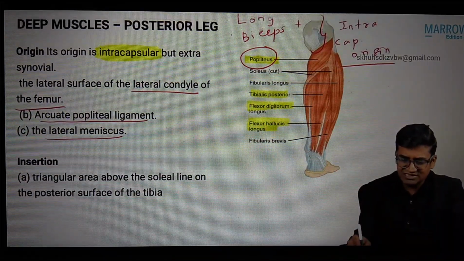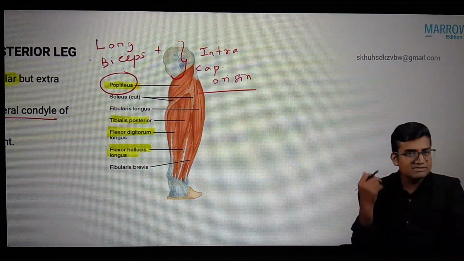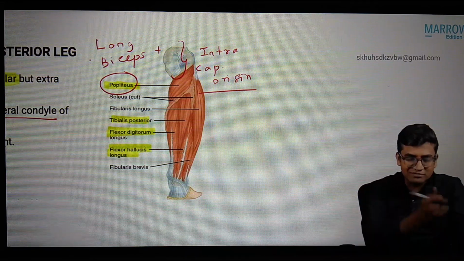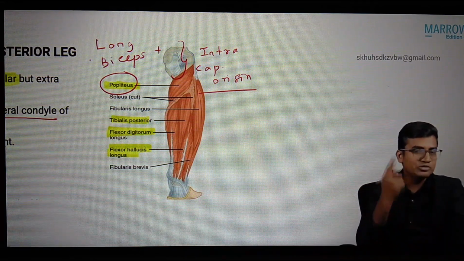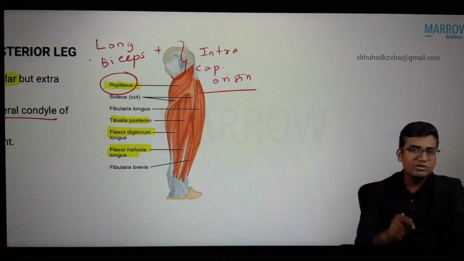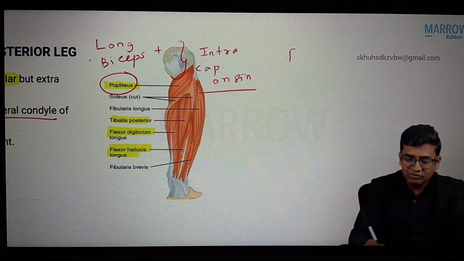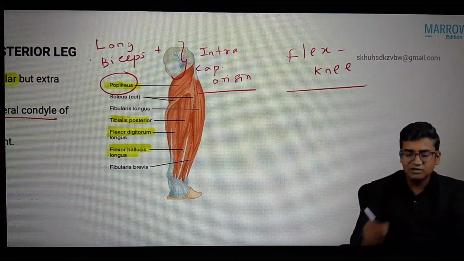Again, just remember this one point. The popliteus muscle has an intracapsular origin, and this muscle is crossing the knee joint on the back side. So, what is the action of the popliteus muscle? I told you, in the knee joint itself. The popliteus muscle crosses the knee joint on the back side, so what will it do? It flexes the knee. Very good.